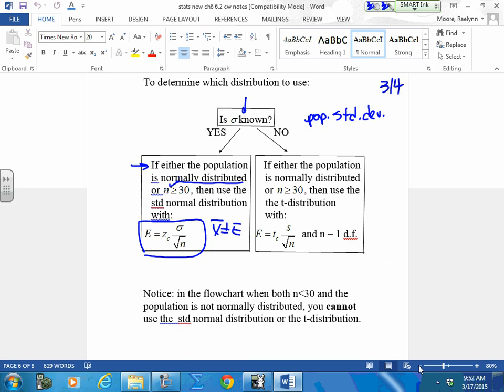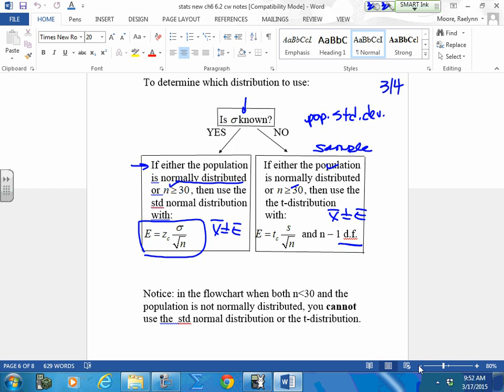If you do not know your population standard deviation, that means you're taking it from your sample. You still have to be told that it's greater than or equal to 30 or it's normally distributed. Then you can use your T. And your T uses the degrees of freedom, and then the rest of it works the same. So keep this flow chart handy.